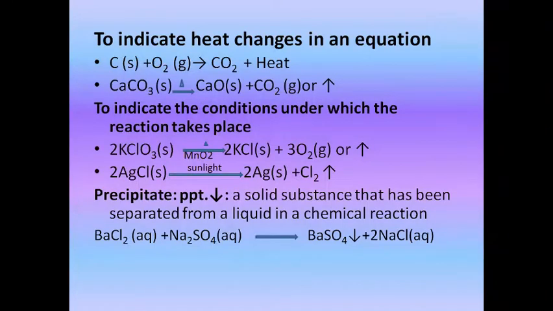How to indicate heat changes in an equation. For example, carbon in solid state is heated with oxygen, which is a gas, and carbon dioxide is formed. Again, it is a gas. And plus, heat is generated, heat is produced. When heat is produced, then you write it on the product side with the plus sign and write the word heat.